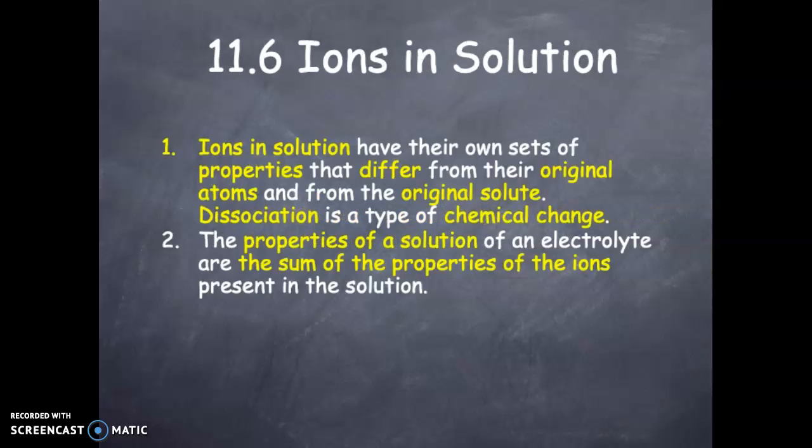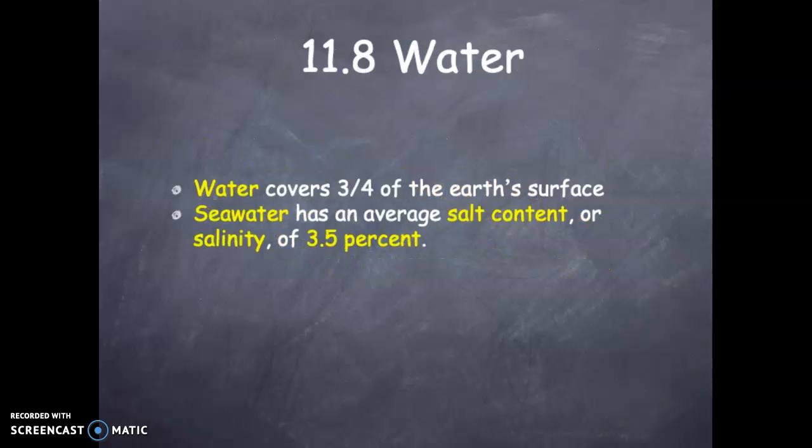Ions in solution have their own set of properties that differ from their original atoms and from the original solutes. Dissociation is a type of chemical change. Secondly, the properties of a solution of an electrolyte are the sum of the properties of the ions present in the solution.